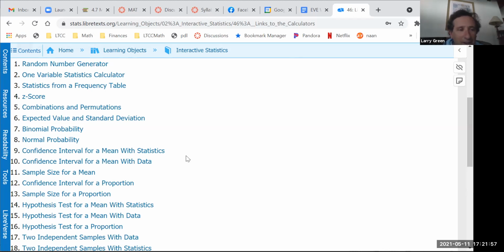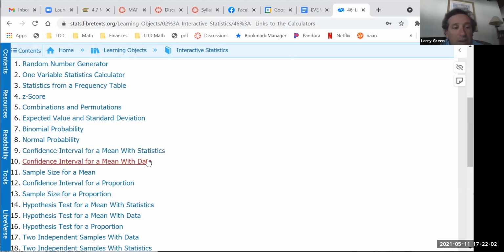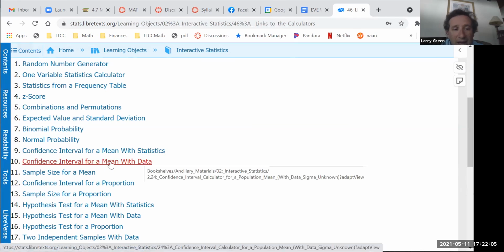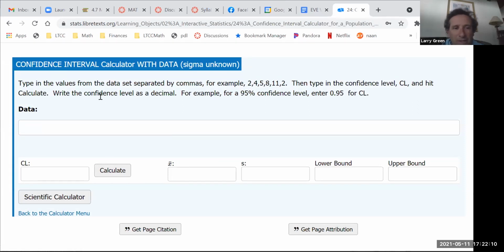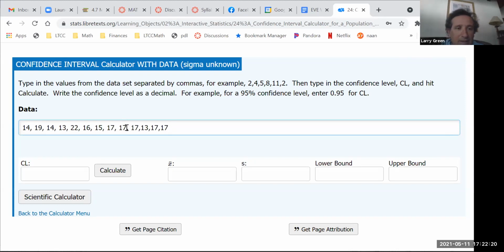And pretend we just got our numbers. We could do statistics, but if we just got our data and that's all we had, we're going to do number 10. So we have the data. So let's do number 10. Because again, I rounded to one decimal place, which probably isn't very good. So I'm going to do a confidence interval for a mean with data. Okay. So I'm going to copy and paste the data. And what do you think CL should be for this? What would you like your confidence level to be for this kind of problem, for this kind of question?